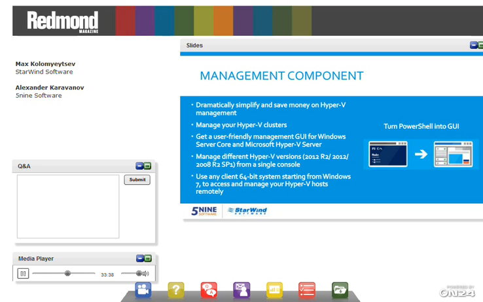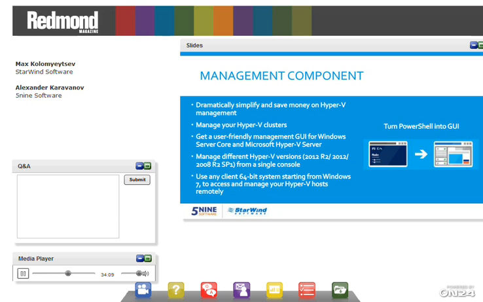So having GUI capabilities on your Hyper-V host locally will make you able to make changes to your Hyper-V host no matter what. That works locally on your Hyper-V host even if it doesn't have any GUI environment. So you can easily turn PowerShell into a GUI with the help of our tool. And that actually gives you the optimal management performance.